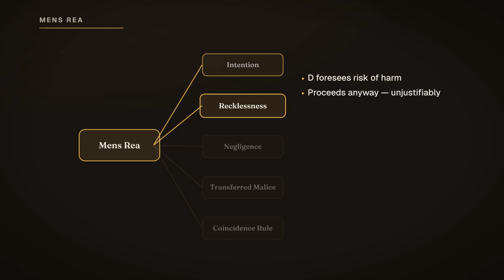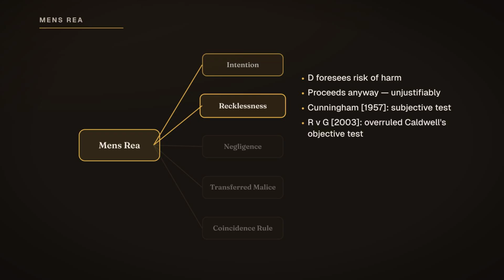This was settled in R v G, 2003, where the House of Lords overruled the earlier case of R v Caldwell, 1982. Caldwell had controversially introduced an objective test, meaning D could be reckless even if they never thought about the risk at all. The House of Lords in R v G, involving 2 young boys who started a fire, held that convicting someone who genuinely did not foresee a risk was unjust and contrary to principle. So today, criminal recklessness in England and Wales is always subjective. D must have consciously recognized the risk and unreasonably taken it.